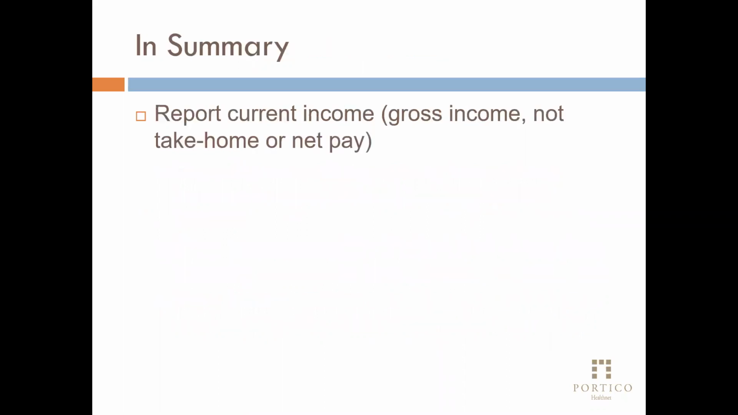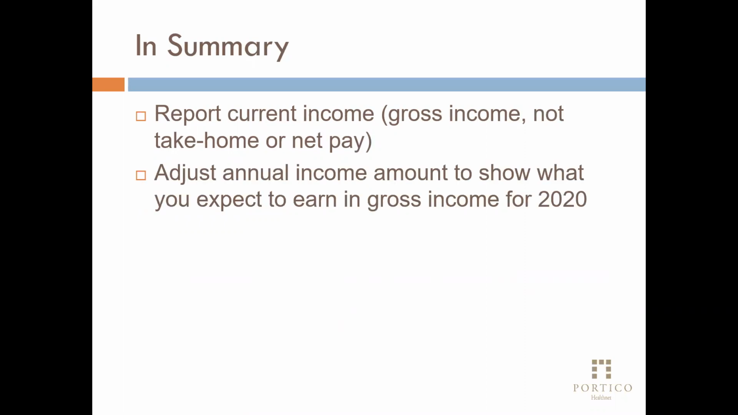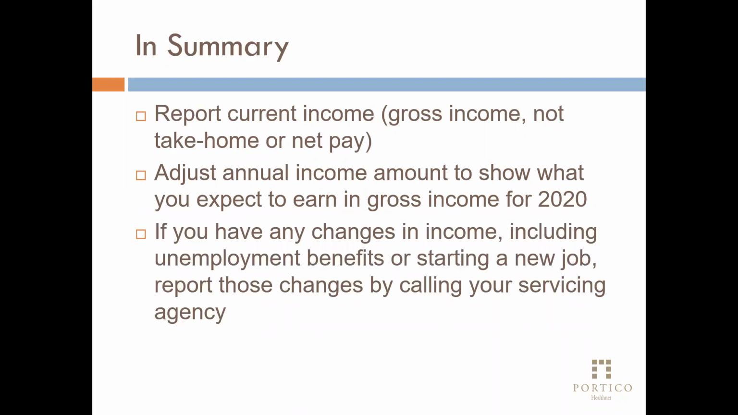So in summary, step one of this process will be to report your current income, and remember that's gross income, not take-home or net pay. You're going to adjust your annual income amount to show what you expect to earn in gross income for 2020. And if you have any changes in income, including unemployment benefits or starting a new job, report those changes by calling your servicing agency.